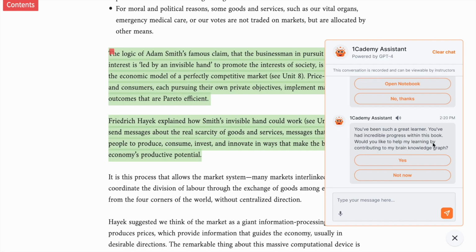Beyond helping students learn, the assistant will notify top students in a course, praise their hard work, and invite them to contribute to the 1Cademy knowledge graph.